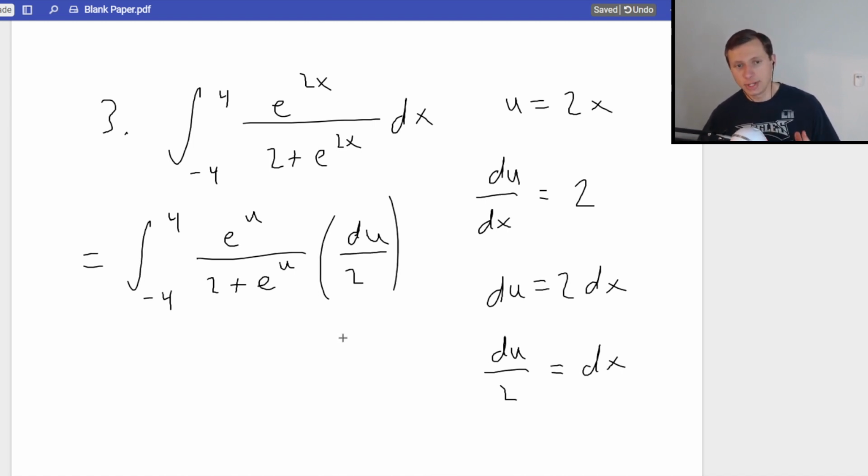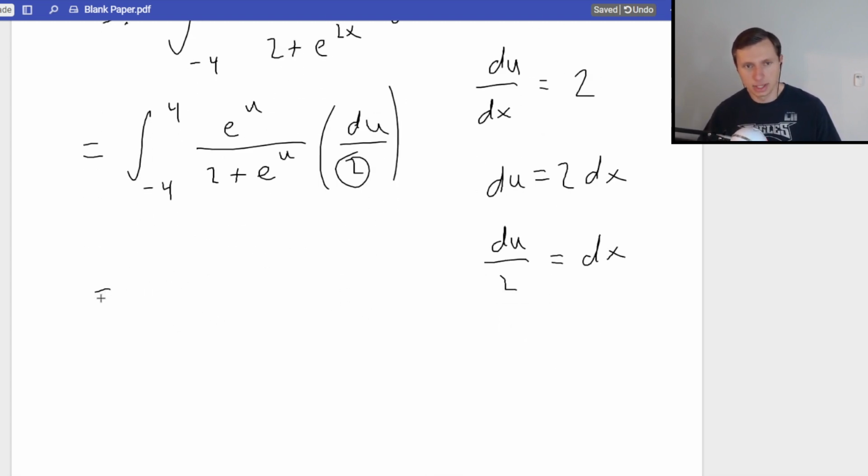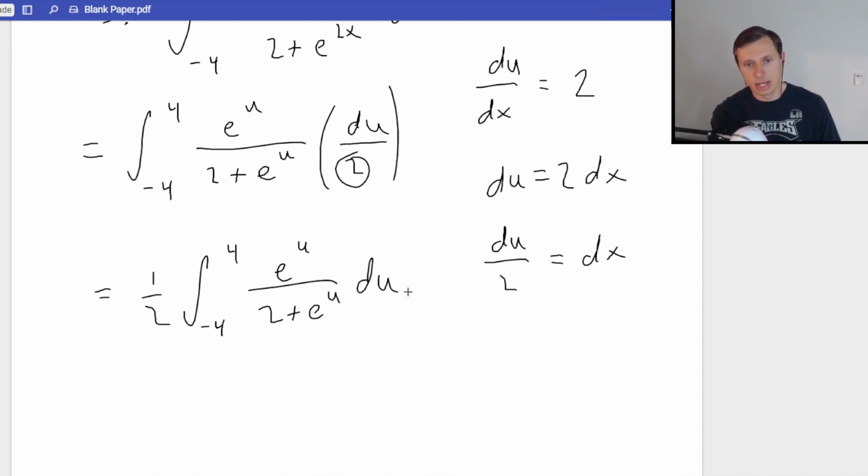But I do have one thing to say. Well, first I'll write this 2 out in front. So the 2 is a coefficient, 1/2 integral -4 to +4 of e to the u over 2 plus e to the u du. Now the next thing I want to say is, do we know this integral? So I'll tell you this, to whoever said u equals 2x, that's not wrong. It's an optional step, but we need to do one more thing.